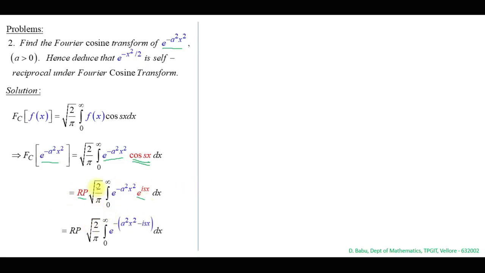So, the real part of square root of 2 by pi, integral 0 to infinity. Here the base is the same, e. So add the exponent terms: e^(minus a squared x squared minus isx) dx. So what is the next step in the previous problem? Adding and subtracting what term? Here, what is the coefficient of x? It is is. What is half of is? This is is by 2. What is the coefficient of x squared? a squared. Therefore, we have to subtract and add (is by 2a) the whole square.